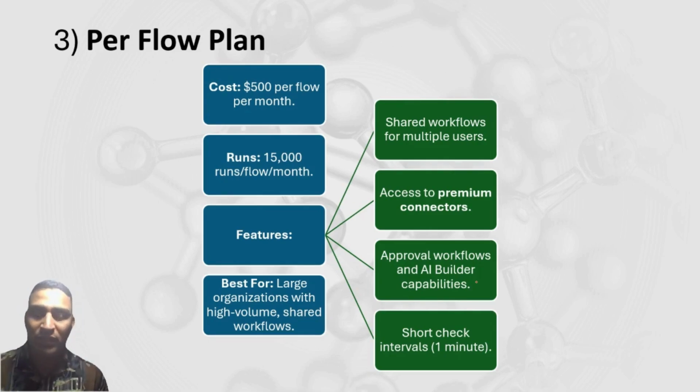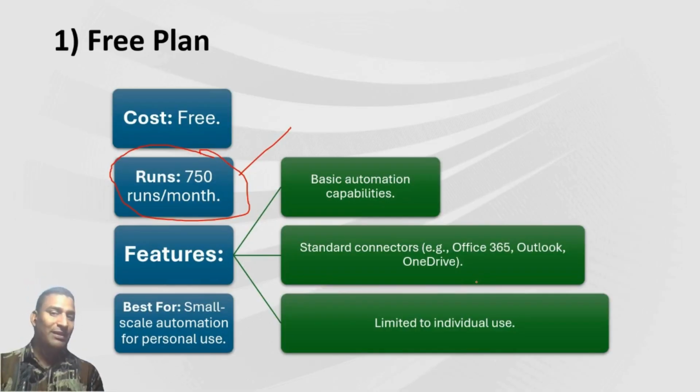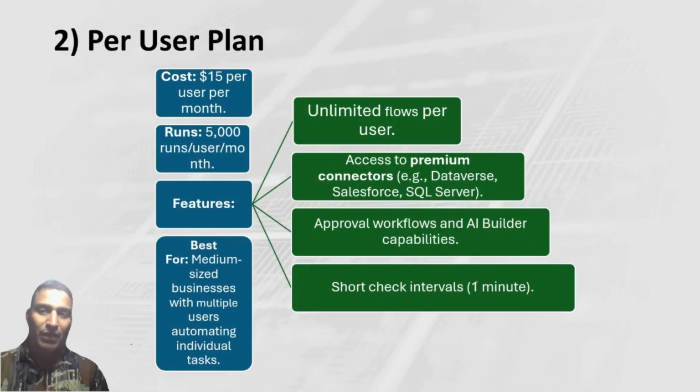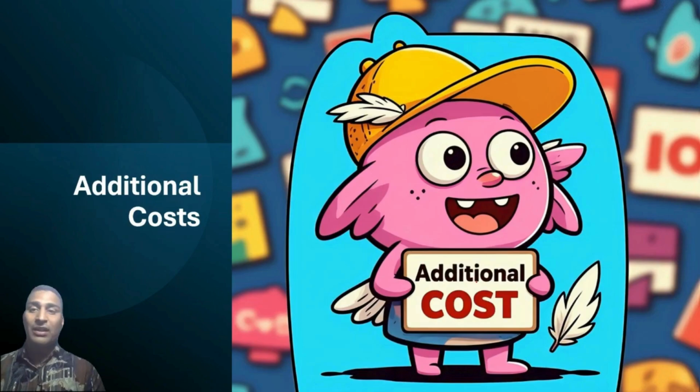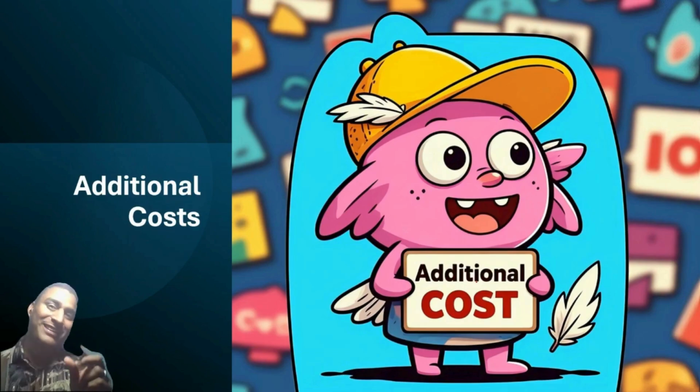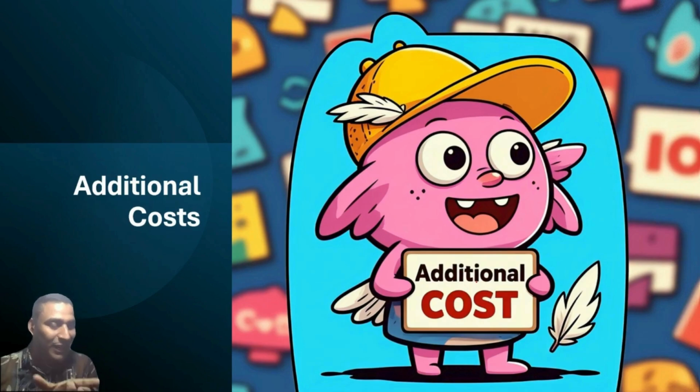Now we have understood that the free plan is zero cost, the per user plan is $15 per month with 5,000 runs per month, and the per flow plan is $500 per month per flow with 15,000 runs per flow, used for multiple users. Now let's try to understand what the additional cost is. As you know, for any product there are terms and conditions that apply, which will be written downside like this, right?